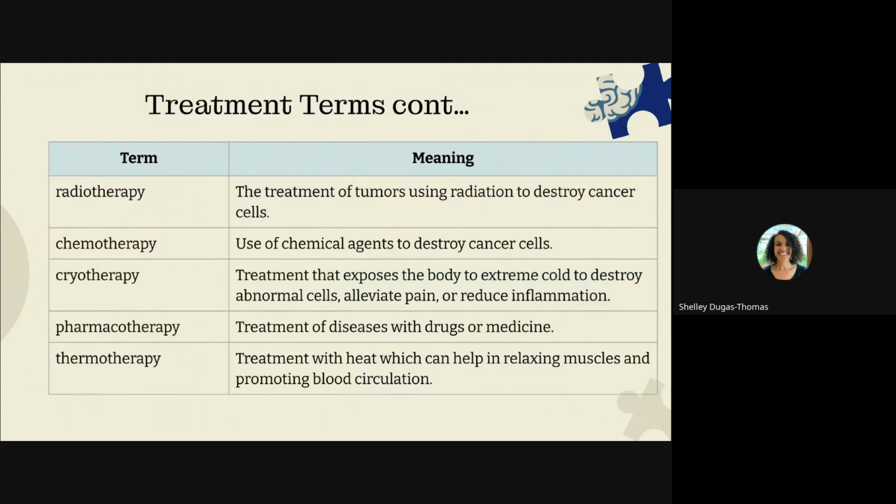Notice how all these words end in therapy, treatment. All you have to do is read the prefix to know how we are treating the patient. Radiotherapy, using radiation to target tumors. Chemotherapy, using chemicals to treat cancer. Cryotherapy, using extreme cold or freezing to destroy bad tissues or ease inflammation. Pharmacotherapy, treating an illness with regular medications. Thermotherapy, using heat to promote circulation and relax muscles.